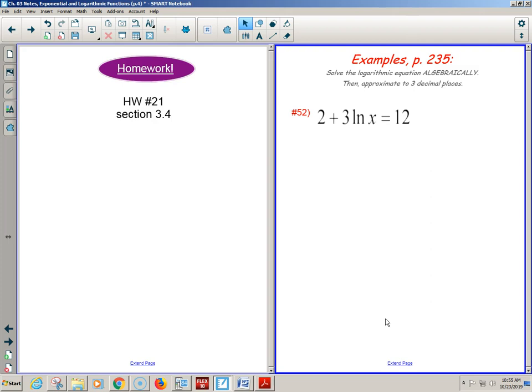So what's the very first thing that you guys would do? Subtract, and then? Divide, and what do you get by itself? X, or ln x. Okay, so subtracting 2, you get 10. Dividing by 3, you get something nasty, 10 over 3.